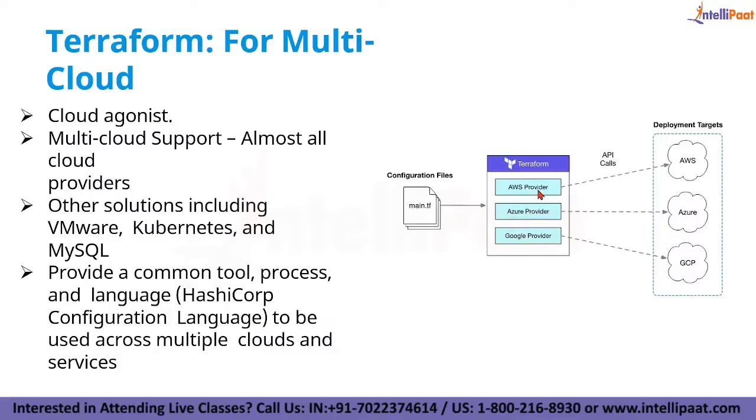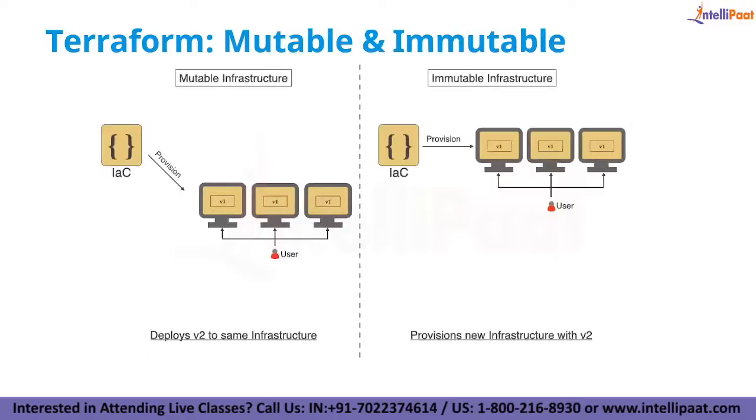Then that provider will automatically make the API calls. It will iterate the calls and talk to the AWS environment, the Azure environment, or the GCP environment, and it will provision the environment automatically. So Terraform is cloud agnostic. Basically it is going to build your infrastructure across multiple environments with the same single file, and this is the reason why Terraform is used. Are you able to understand what is happening right now?